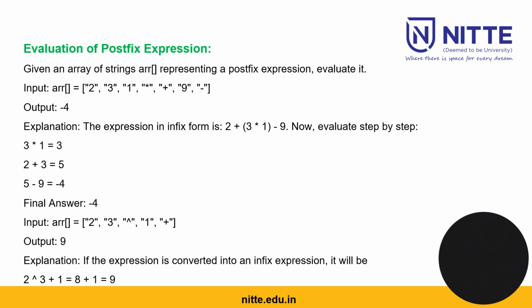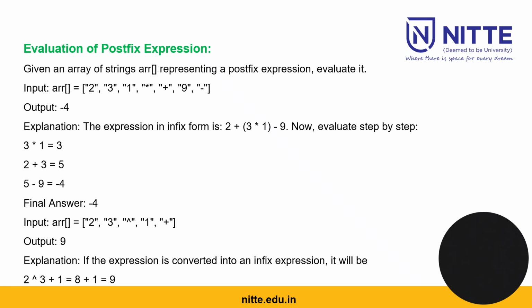The next precedence will be given to plus. So 2 plus this 3 will become what? 5. So that 5 minus 9 is what? Minus 4. That is why the answer is minus 4.